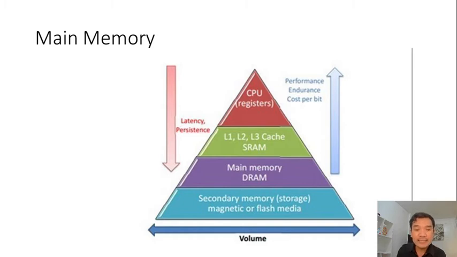And if you can see the diagram, as the type of memory goes to the bottom part of the triangle, you have more volume. That means the CPU can accommodate only a small part of data, while the secondary storage can accommodate a large amount of data. On the left side, we have latency and persistence, while on the right side, the performance, endurance, and cost per unit are higher if it's in the upper part of the triangle, meaning it's faster and also equivalent to cost.